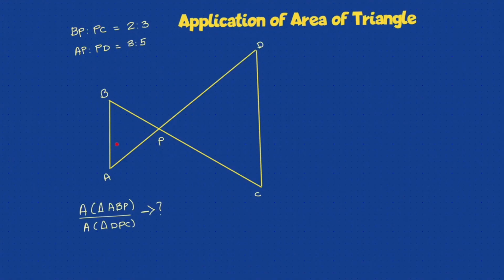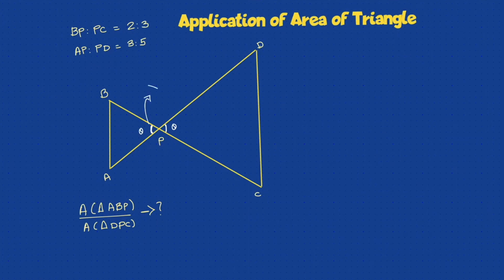So now I get this figure, where two triangles are here. You can see ABP and DPC. What is given to me? The ratio BP is to PC is 2:3. I don't know the exact values, I know only the ratio. And AP is to PD is 3:5. Again I don't know the exact values, I just know the ratio. The ratio of the area of triangle ABP upon DPC is being asked.